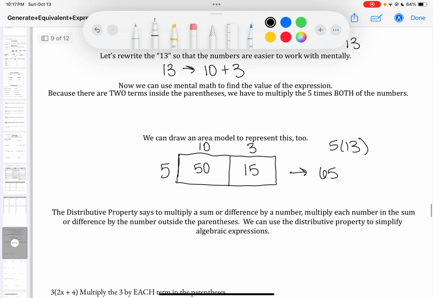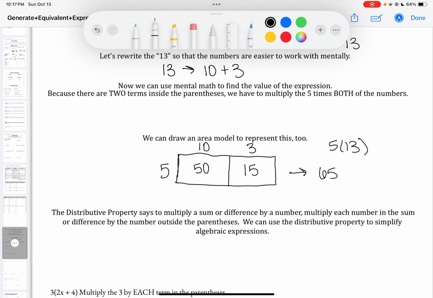So what is distributive property? Distributive property says that you will multiply a sum or a difference by a given number. You will multiply each number in the sum or difference by that number that is outside of the parentheses. And we can use distributive property to simplify algebraic expressions. So a sum, remember, that is when something is being added. That is a sum. Difference is when something is being subtracted. Just a reminder.